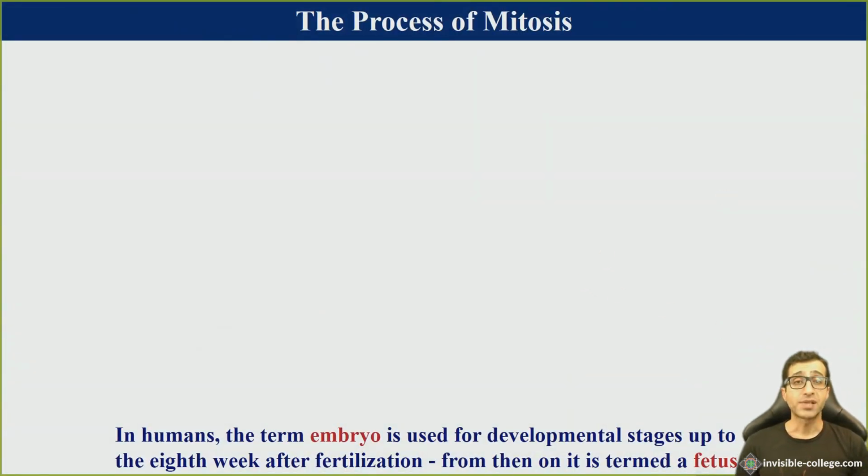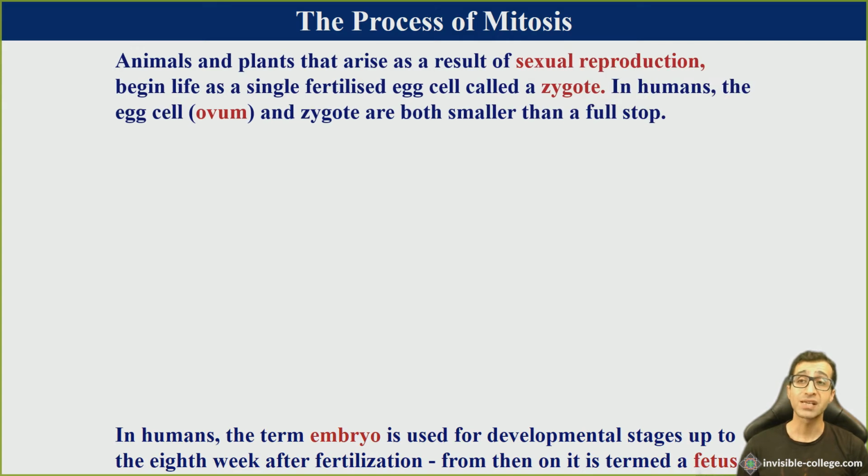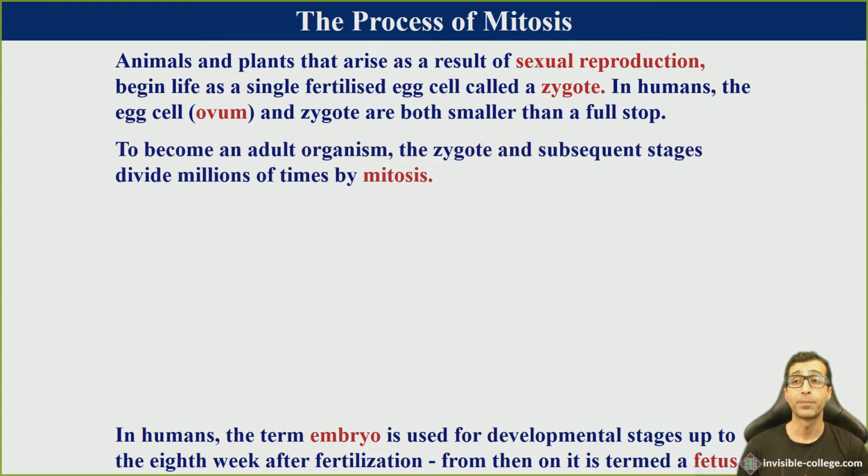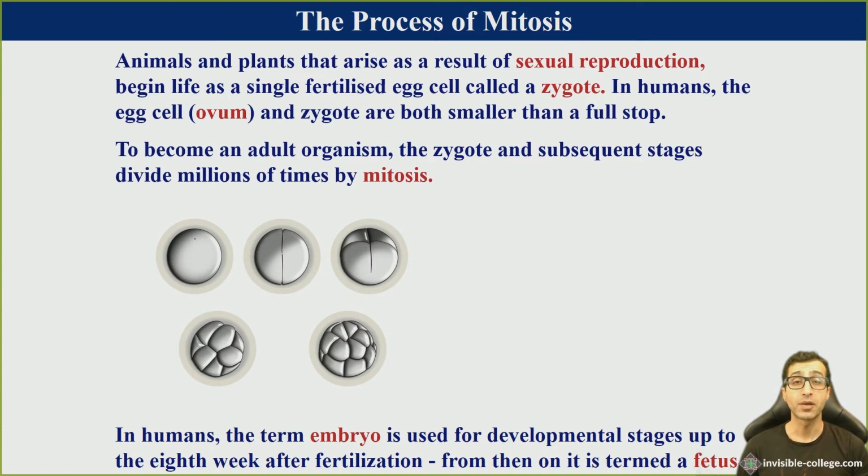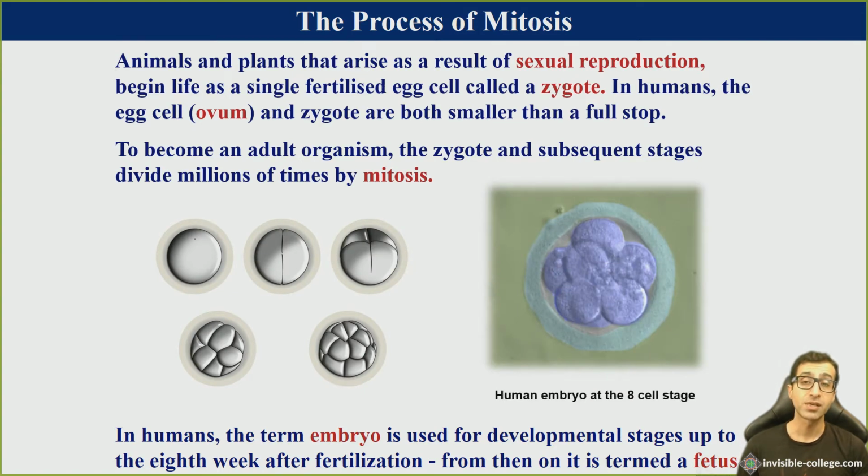So animal and plant cells, hopefully as you know by now, arise as the result of sexual reproduction, and they begin life as a single fertilized egg, which is referred to as a zygote. Now in humans, the egg cell or the ovum and the zygote are both smaller than a full stop. So to become an adult organism, the zygote and the subsequent stages divide millions of times by mitosis, and we're going to explore this in a webinar on the subject of cells, where we get into the topic of mitosis in a bit more detail.